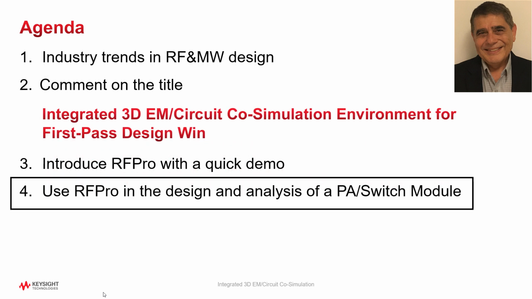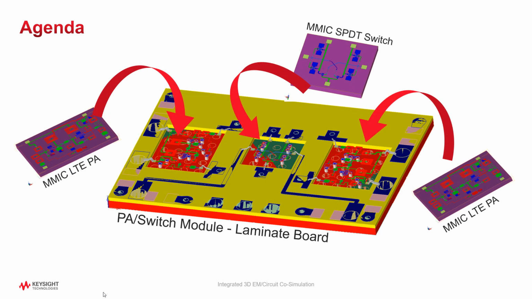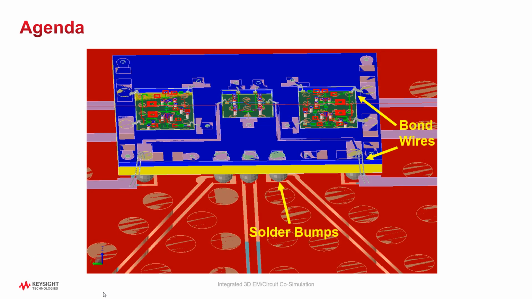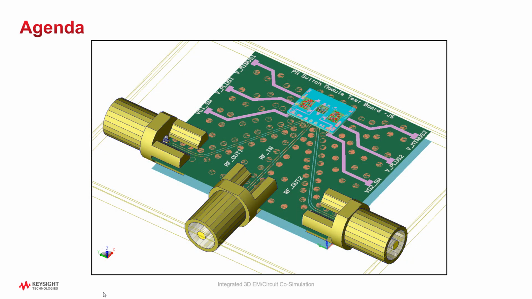Number 4 in the agenda is the meat of the webinar. I want to use RF Pro in the design and analysis of a PA switch module. And here's a quick preview of that module. What you see here are two MMIC power amplifiers and a MMIC switch mounted on a laminate board with bond wires. And the whole laminate board is mounted onto an evaluation test board using solder bumps. Now here's the final module with the SMA connectors, test board, solder bumps, bond wires, the laminate, and 3 ICs all assembled using Smart Mount technology in ADS.